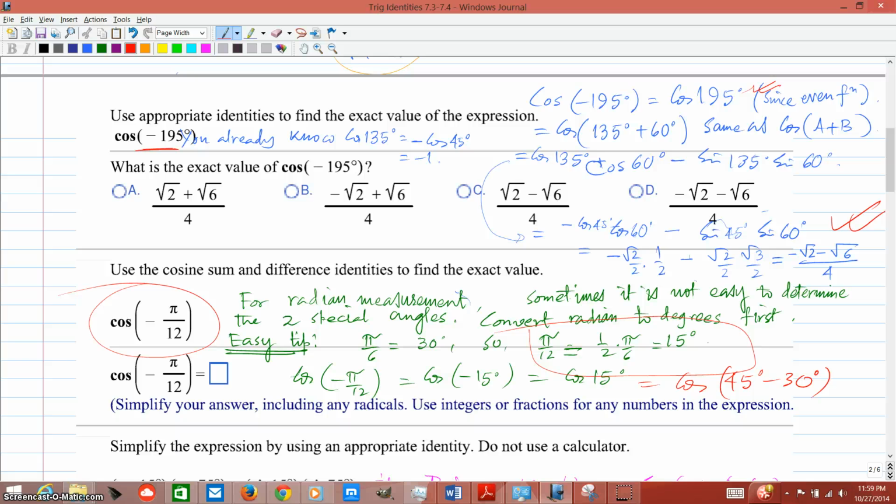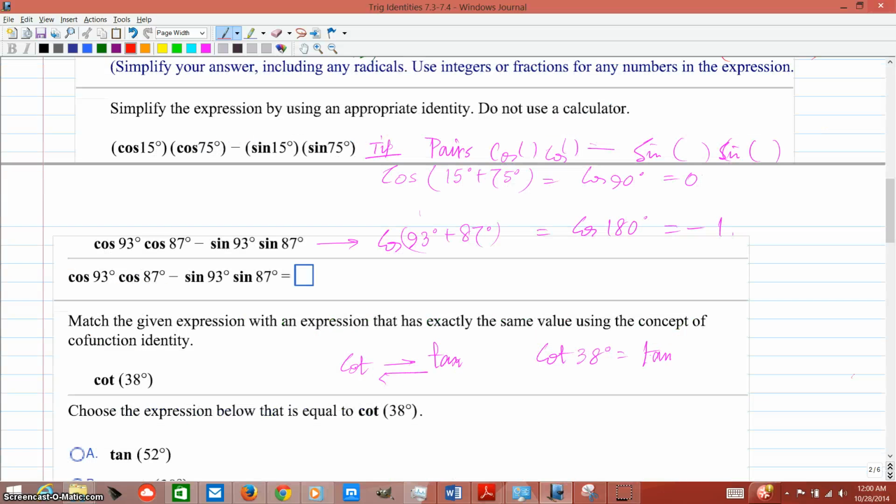Now, another example very similar to the previous one. This one is cosine of 15 degrees cosine 75 minus sine 15 degrees sine 75 degrees. If you pay attention, it is a pair in pairs, so it relates to your cosine function, and also pay attention that it is a negative sign, so it will actually be added as the sum of the two angles. So it will basically be cosine of 15 plus 75, which is cosine 90, and it becomes 0 then.